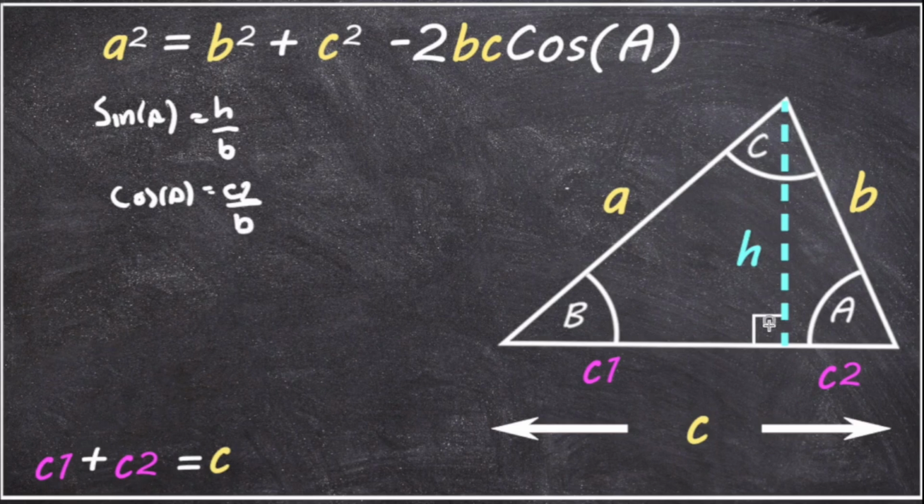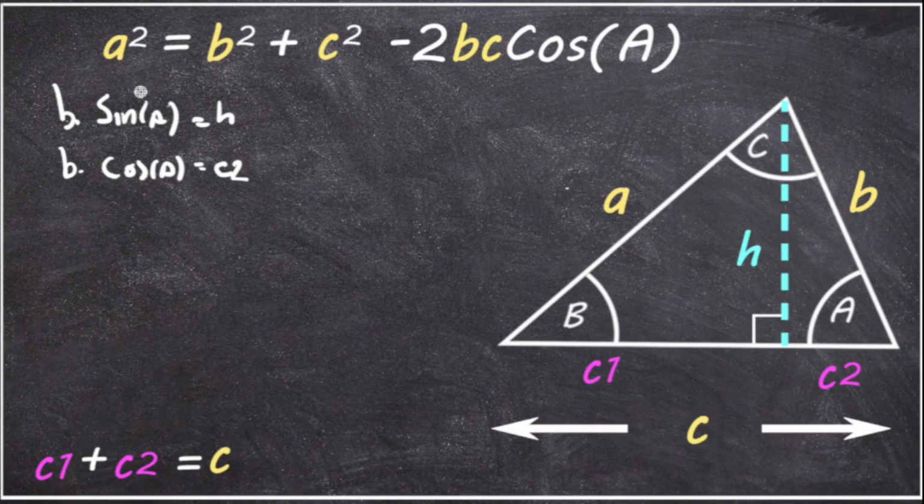And now we can express the height and the base of this triangle by rearranging these equations. If you just multiply both sides of this equation by b, then the b on the right hand side of each equation cancels, and we get that the height equals b times sine of A, and c2, which is the base, equals b times cosine of A.